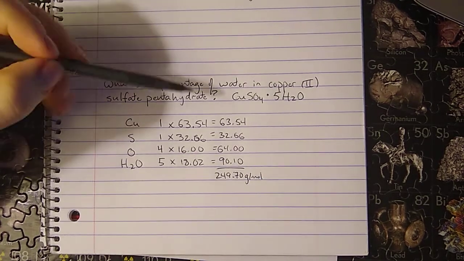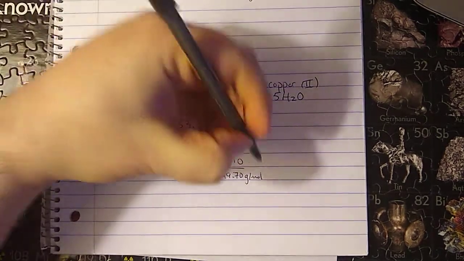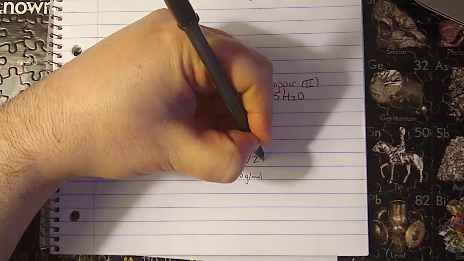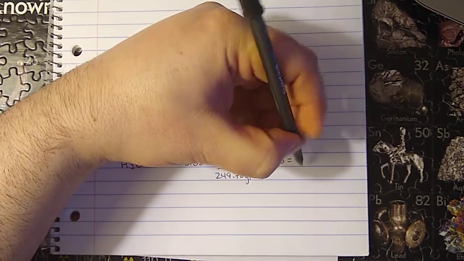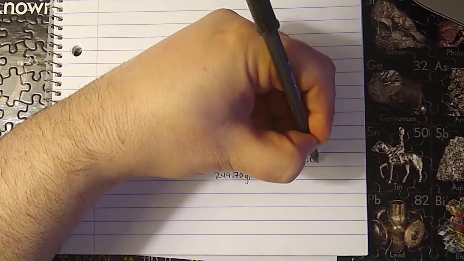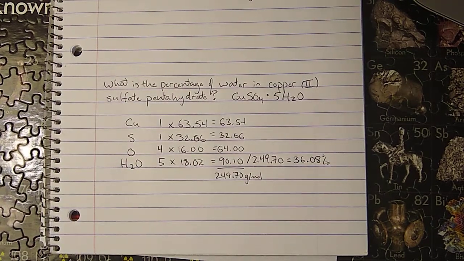Now I could go through and divide all of these by that number. However, since the question only asks for water, I only need to divide water's row to get the percentage of water, which in this compound is 36%.